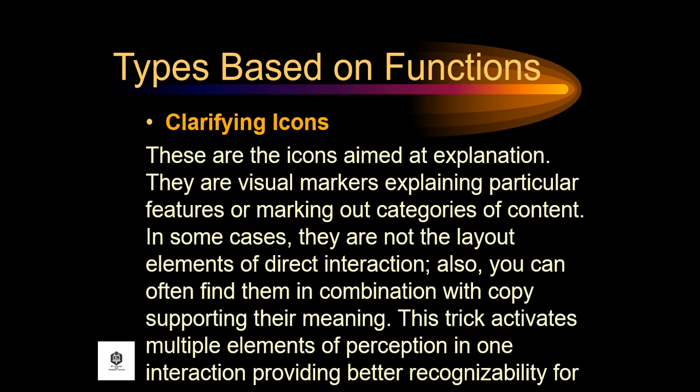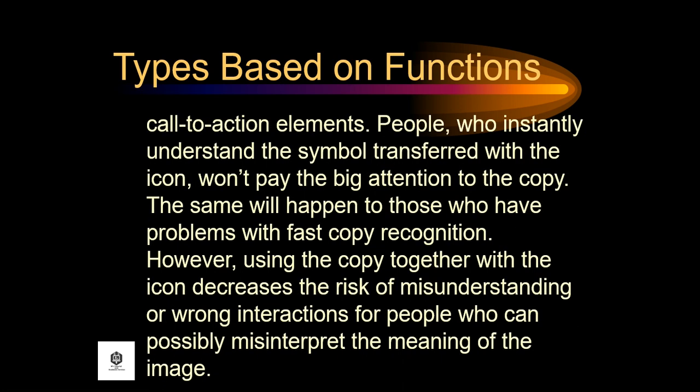Also, you can often find them in combination with copies supporting their meaning. This trick activates multiple elements of perception in one interaction, providing better recognizability for call to action elements. People who instantly understand the symbol transferred with the icon won't pay big attention to the copy. The same will happen to those who have problems with fast copy recognition. However, using the copy together with the icon decreases the risk of misunderstanding or wrong interactions for people who can possibly misinterpret the meaning of the image.